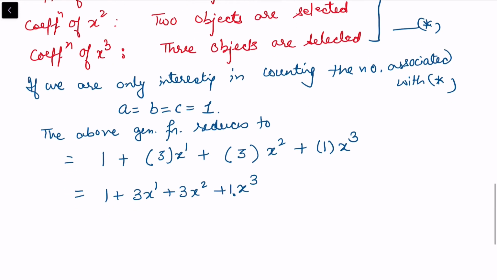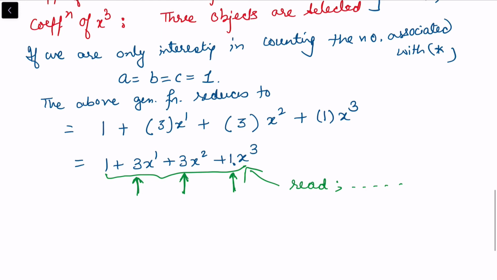If I now want to read this, if I want to read the whole of this one, you can again say that there are three ways in which one object is selected. There are 3 ways in which 2 objects are selected from the set. There is one way in which all the 3 objects are selected together. So you can read again in the similar way. There are other ways of understanding this.